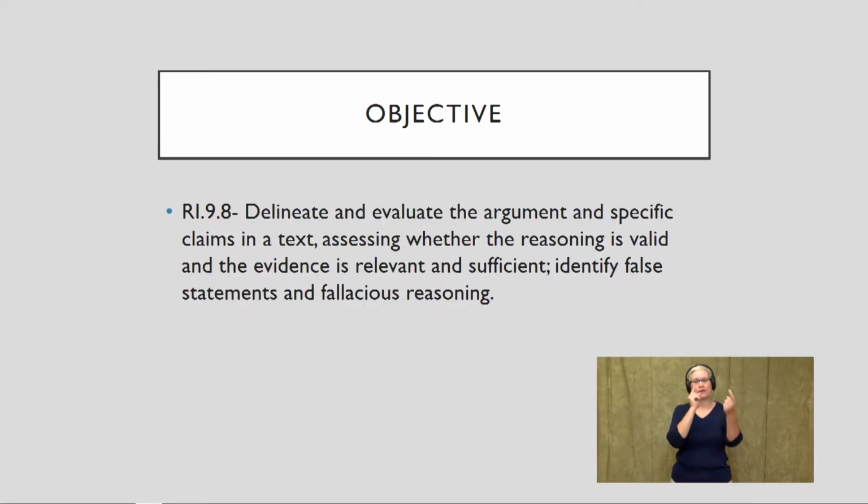Basically, it's delineate and evaluate the argument and specific claims in a text, assessing whether the reasoning is valid and the evidence is relevant and sufficient, and identify false statements and fallacious reasoning. Now, that's a mouthful. So we're going to break it down and talk about what we're really looking at when we're looking at an argumentative text. And eventually, we will lead to how we write an argumentative text, okay?